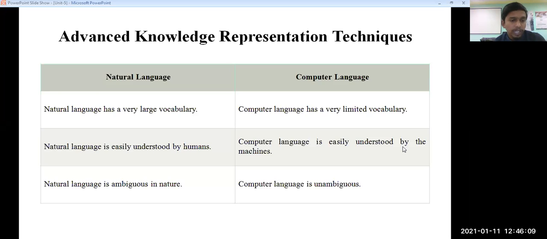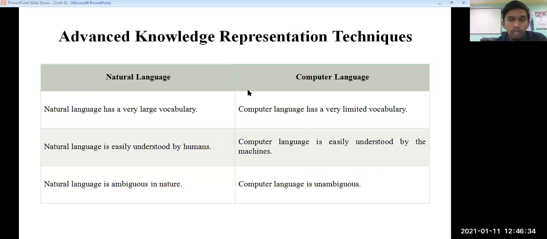Natural language in the real world is ambiguous in nature, and computer language is unambiguous because it is trained with limited stuff or limited keystrokes. There is no ambiguity in computer language. But in the real world, because of the number of languages in how human beings communicate, there can be ambiguity in your data.